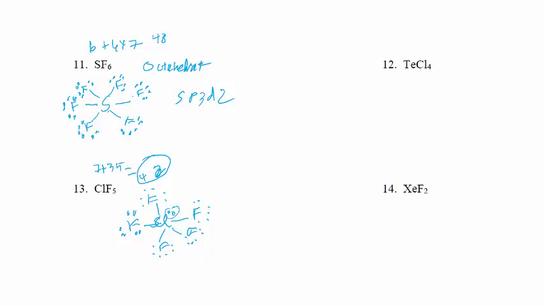That's 1, 2, 3, 4, 5, 6 groups. 6 groups is octahedral. sp3d2 hybridization. Molecular geometry is square pyramid.